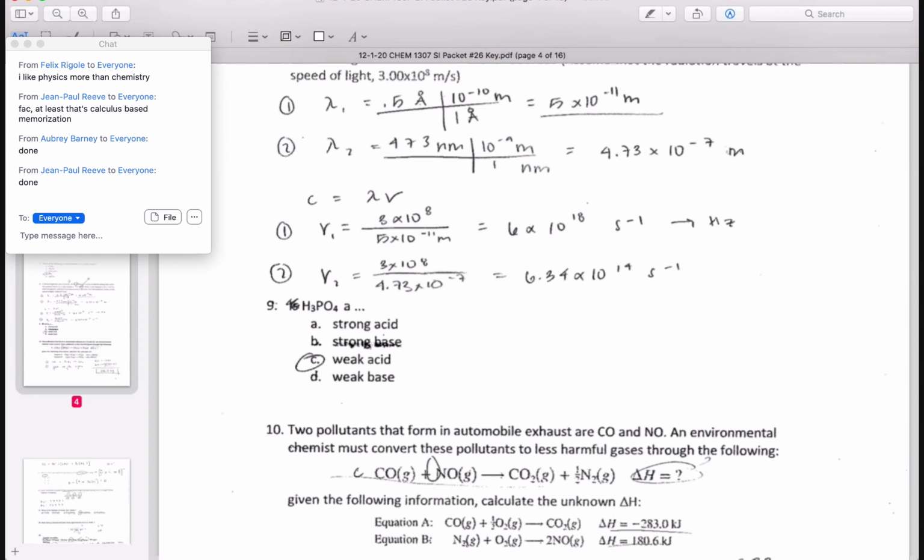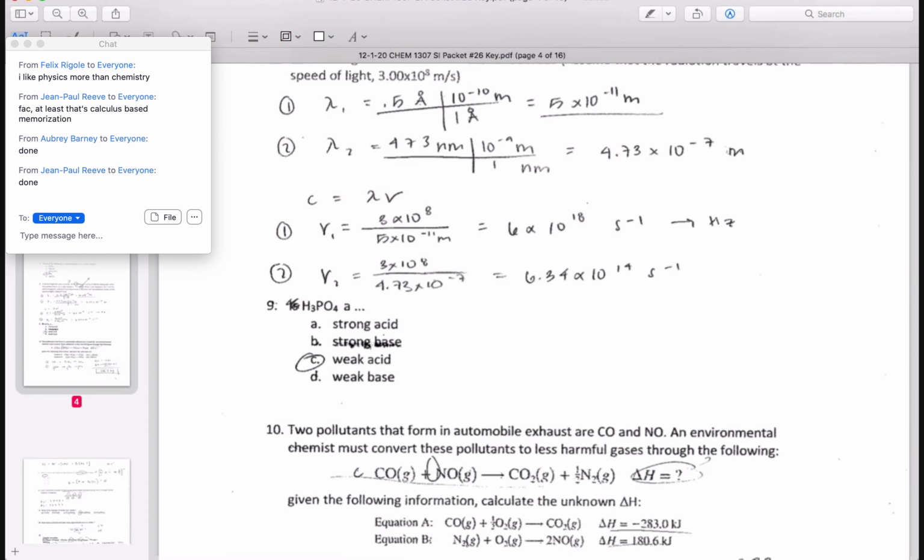I just rewrote them. Remember, with Hess's law problems, we need to have our equation A and B basically sum up to create our final equation here, which is this given equation. So we need to manipulate them in a way that will allow us to add them up, right? Our first thing to look at is carbon monoxide, CO. It's on the reactant side in our final equation, and it's on the reactant side here, so we do not need to reverse.